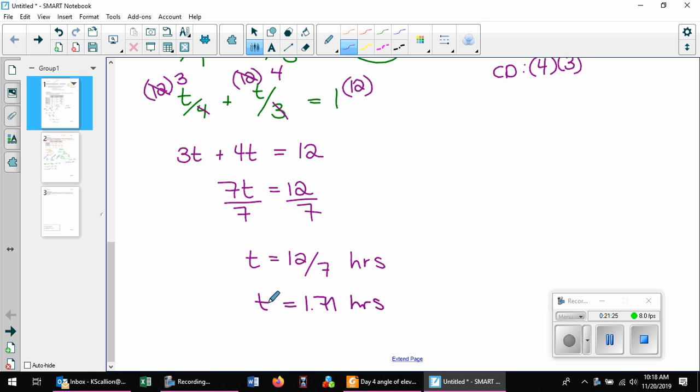So if they both do it together, it's only going to take them about 2 hours. That's not 71 minutes, it's 71 parts an hour.